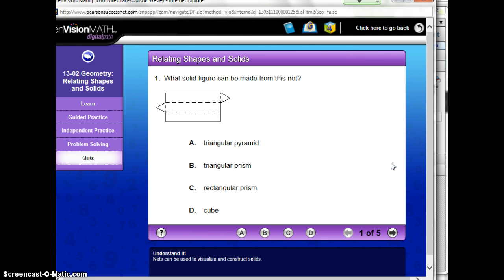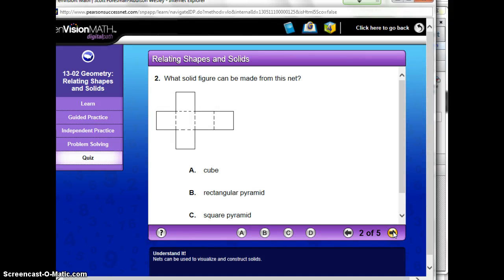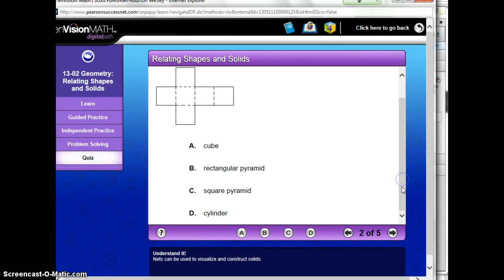Okay, now I want you to take a look at this. What solid figure could we make if we folded up that net? Look at your choices. Cole? A triangular prism, because look, there's only 3 of them. Yeah, that's right. What solid figure? Oh, this is too easy. We kind of had this one already.